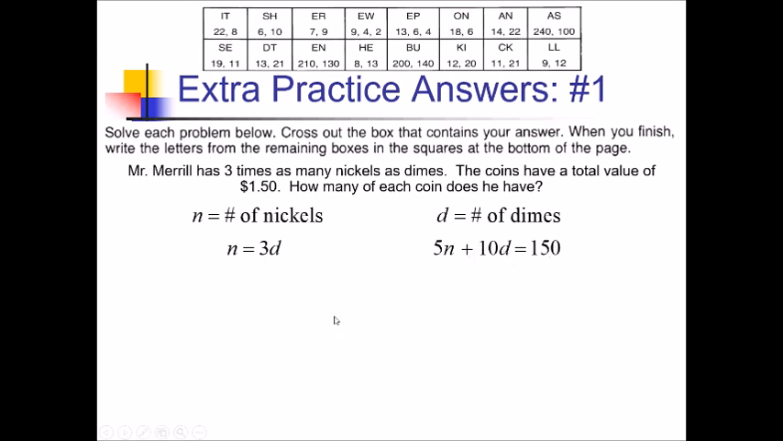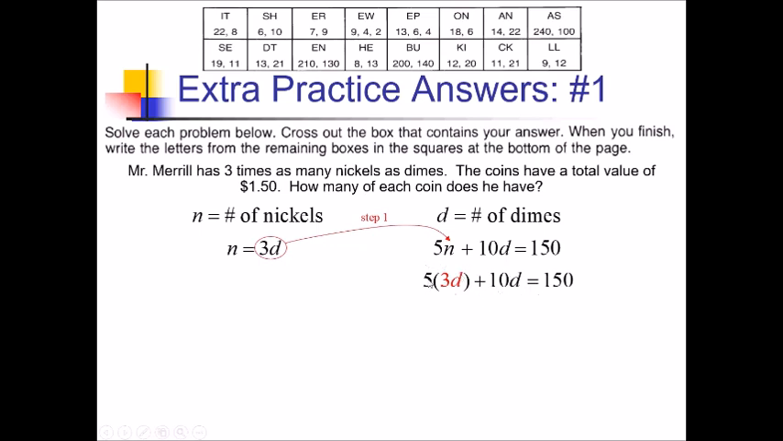Again, note that I did all of this in terms of cents rather than dollars, so no decimals. All right, at this point, we are ready to solve this system of equations. We could use substitution or elimination, but since I already have n isolated in my first equation, this is basically set up for substitution. So I'm going to take this 3d and swap it in for the n in the other equation. Now I can write 5 times 3d plus 10d equals 150. Now I have everything in terms of d, so I can just solve for that one variable.